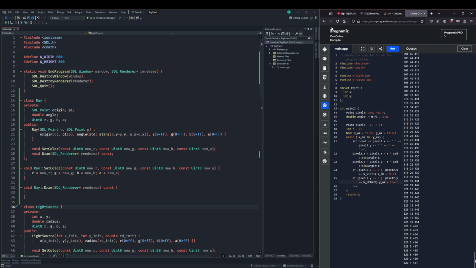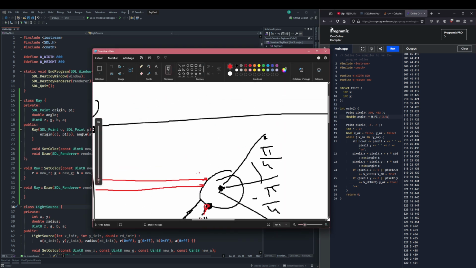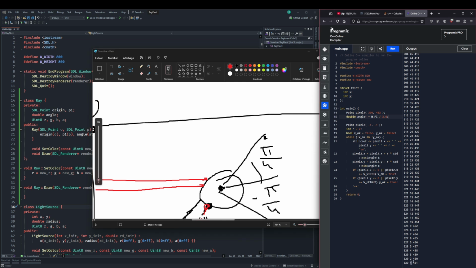Yeah, and the angle is pi over 3. So in the case of the example here, it was actually going in this direction. So it actually met the top of the window first.